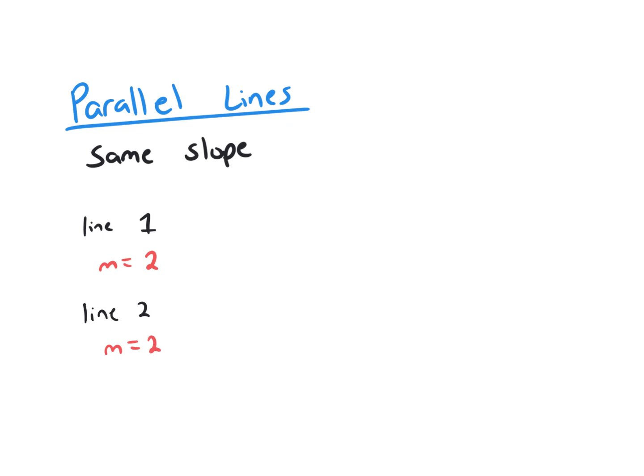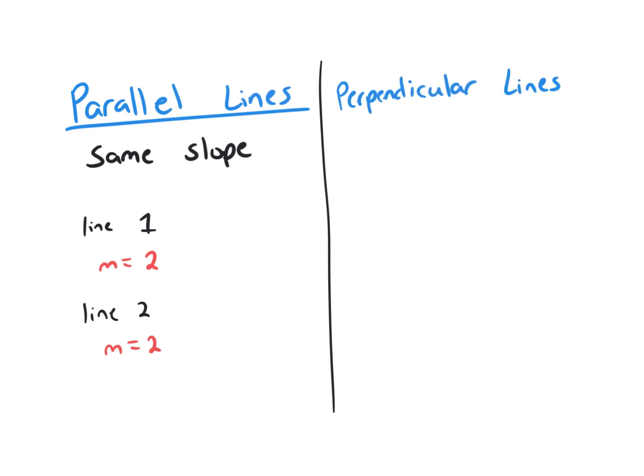Okay. What if we had perpendicular lines? What'd you say? Yeah, when they intersect, they make a 90-degree angle. What do we know about their slopes? Are they the same anymore? No, because we know they cross, right? What do we know about the slopes?